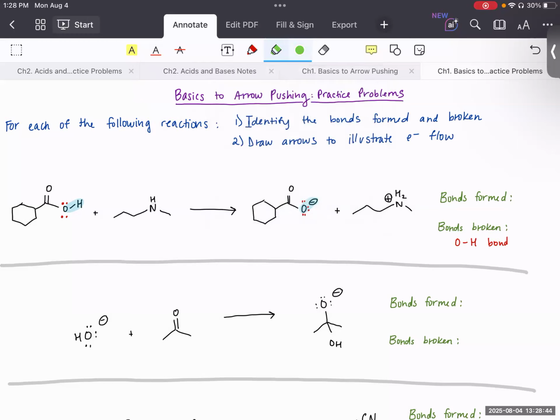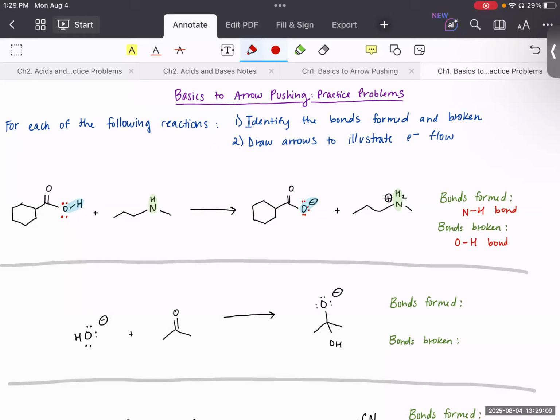Next, we can take a look at this nitrogen. So we can see that this nitrogen initially only had 1 hydrogen bonded to it, and now it has 2. And so we know that we formed a nitrogen-hydrogen bond. And so based off seeing the hydrogens being lost from the oxygen, we know that that hydrogen that was initially on the oxygen is the one that ends up on the nitrogen.